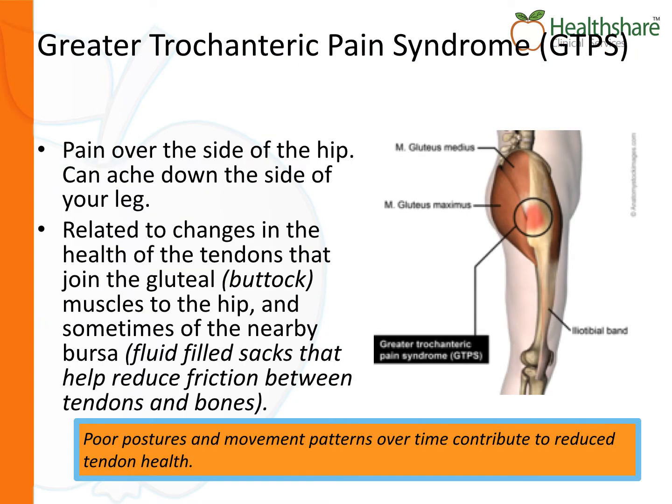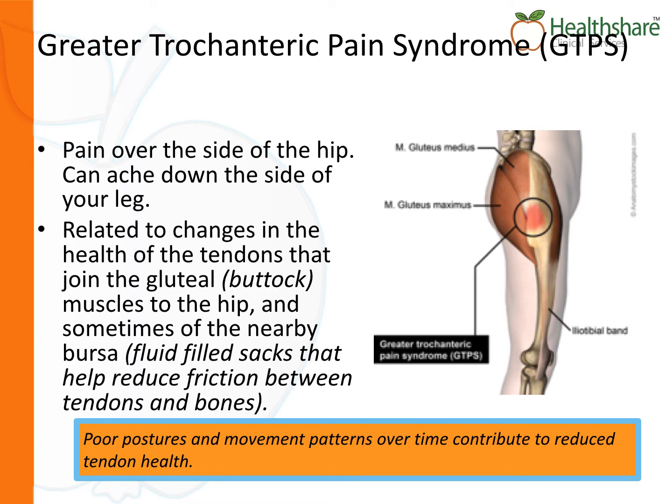So GTPS would give you pain at this side of the hip, and it can ache down the side of your leg, so usually down the side of the thigh into the knee. So this is related to changes in the health of the tendons that join the gluteal muscles, so your buttock muscles, to the hip, and sometimes of the nearby fluid sac, so the bursa. And the idea of this is that it reduces friction between tendons and bones. So poor postures and movement patterns over a period of time, changes in weight, changes in hormones can all contribute to reduced tendon health.